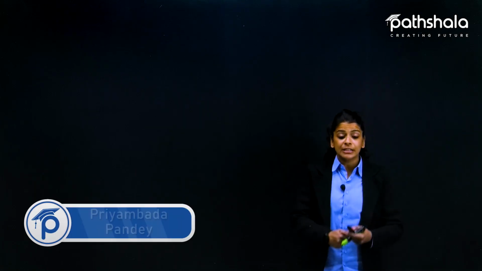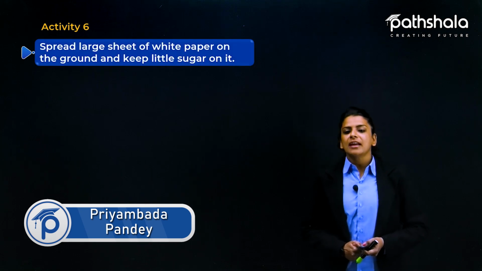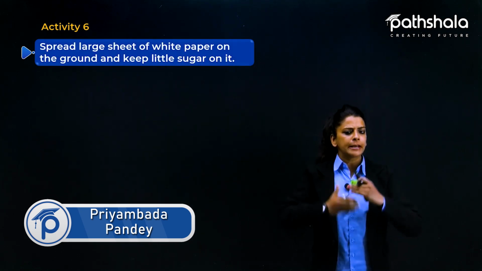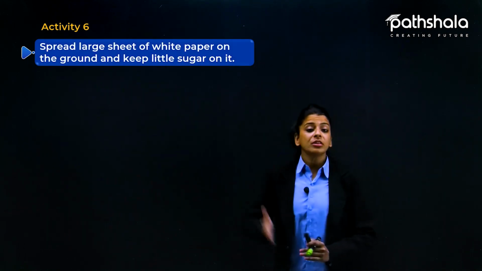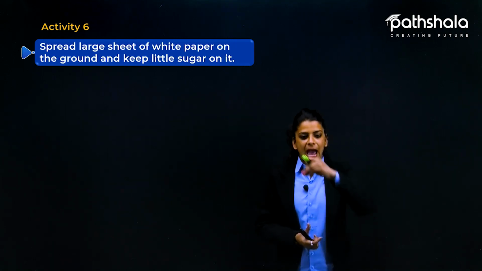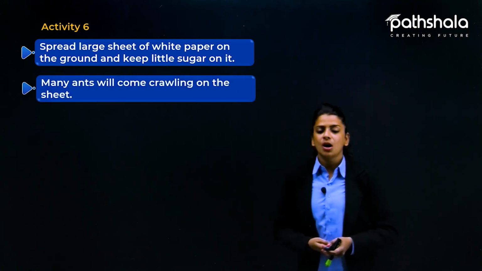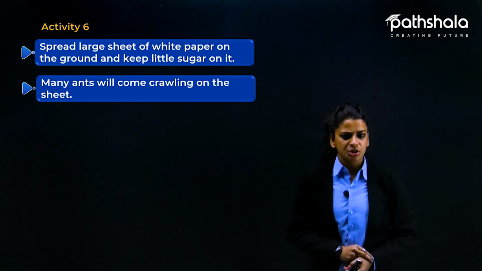Explaining it in an even better manner, we have another activity, that is activity number 6. In this activity, we have to spread a large sheet of paper on the ground and keep a little sugar on it. Take a white piece of paper and sprinkle some sugar on that white sheet. Now, many ants will come crawling on the sheet.